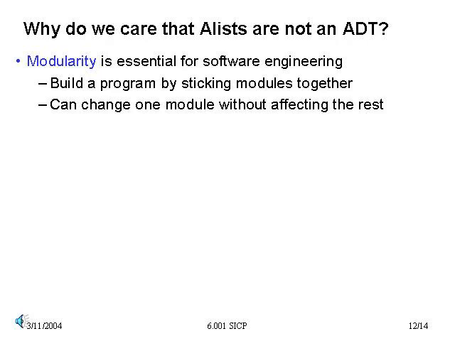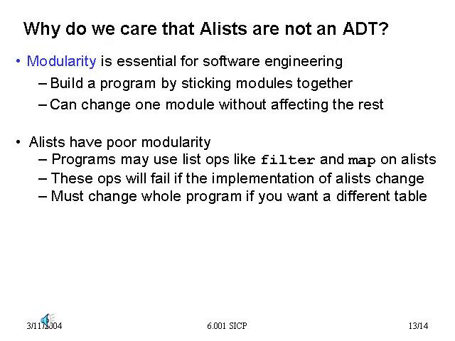So why do we care? Why do we care that A-lists are not an abstract data type? There are a lot of reasons, but the primary one is because of modularity. This is something that's absolutely key to good software engineering and software design. We want to build a program that is created out of modules that we can glue together, that we can treat as black box abstractions and manipulate. The real reason we want that is because it will allow us to change one module without having to change any of the rest. And why does that matter here?